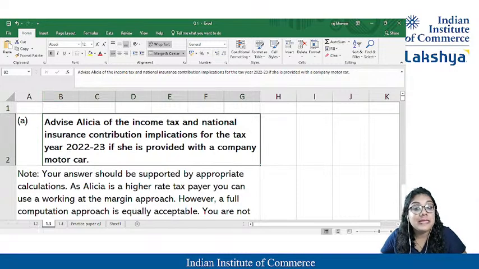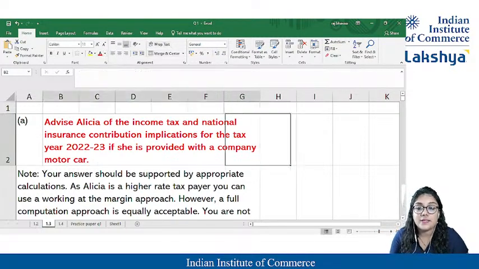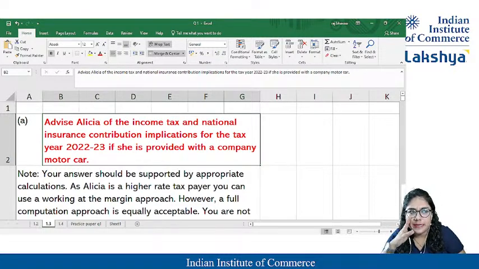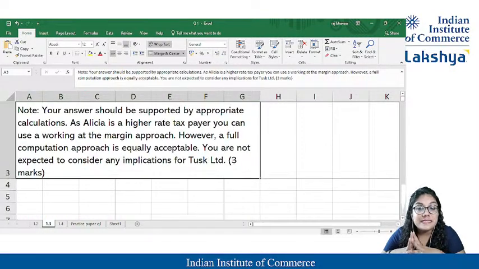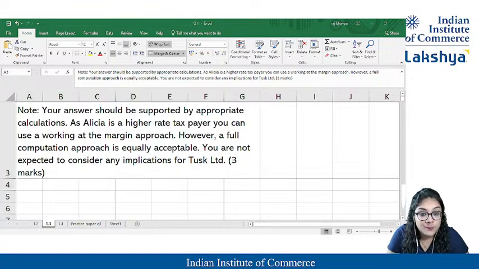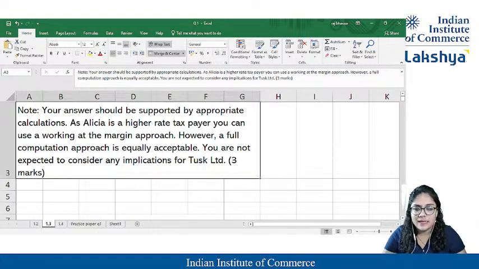Advise Alicia of the income tax and the national insurance (NICs) implication for the tax year 2023-24 if she is provided with the company's motor car. Okay, so they are talking about the motor car. So we have to find out if she is getting a motor car, how am I supposed to calculate? Your answer should be supported by an appropriate calculation, as Alicia is a higher rate taxpayer, that we know. You can use the workings as a margin approach. However, a full computation approach is equally acceptable. You are not expected to consider any implication for tax for the employer. That means we are supposed to calculate just for the employee.